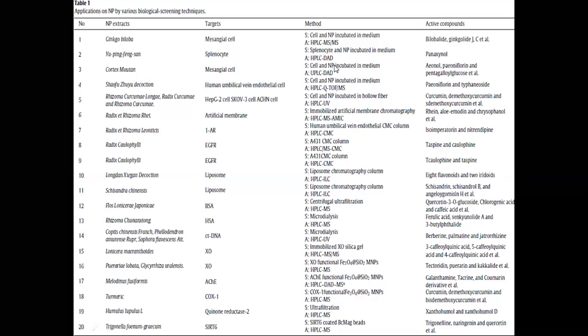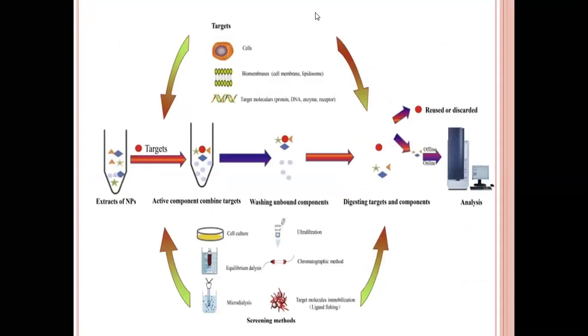These are the techniques used in order to identify the bioactive components by using the cell targets. With these targets, they are able to identify the bioactive components as well as the mechanism of action of that particular active component. Remember, see, this is table 1, then figure 1. See, the cell is one target.